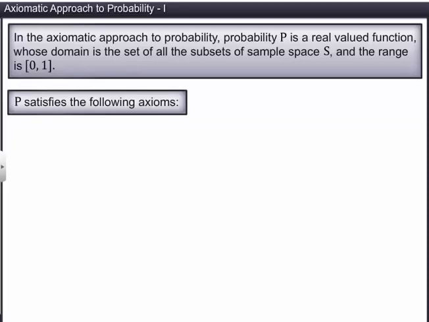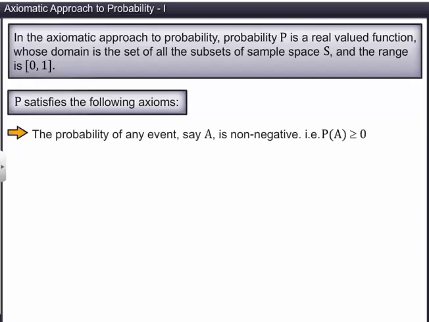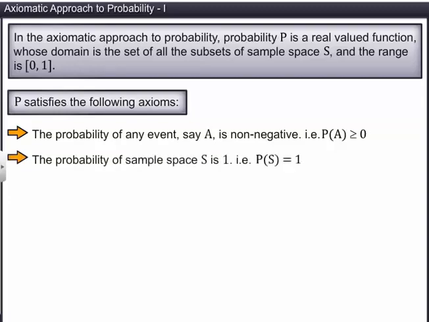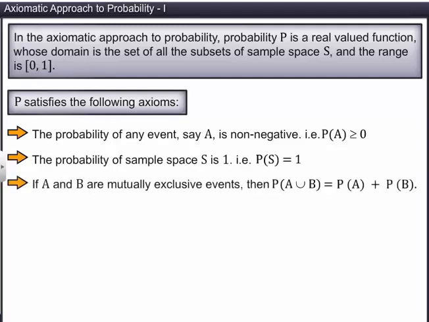The probability of any event, say A, is non-negative, that is, P of A is greater than or equal to 0. The probability of the sample space S is 1, that is, P of S is equal to 1. If A and B are mutually exclusive events, then P of A union B is equal to P of A plus P of B.